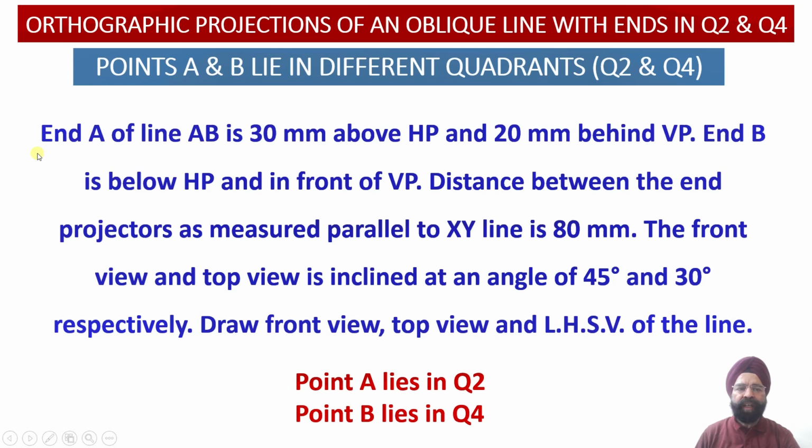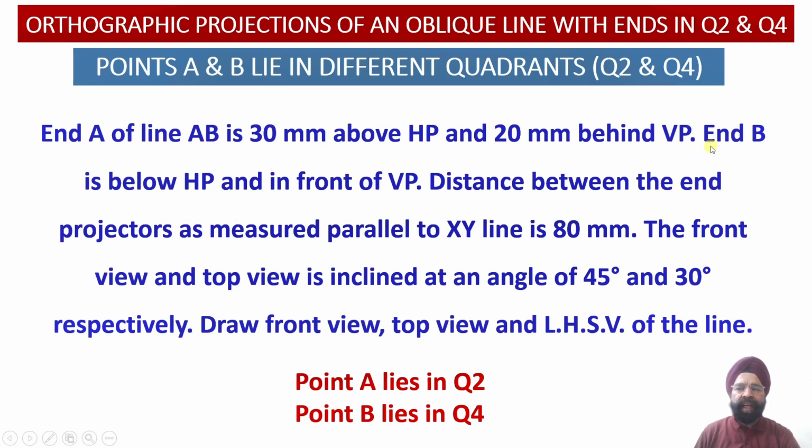So here we have got end A of the line AB. It is lying 30 millimeter above the horizontal plane and 20 millimeter behind the vertical plane. So therefore end A happens to lie in the second quadrant. Whenever a point happens to lie in the second quadrant, its front view projection as well as the top view projection will be drawn above the XY reference line.